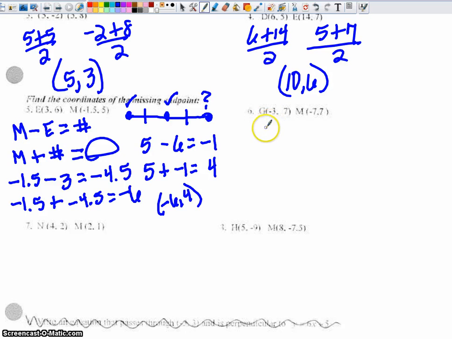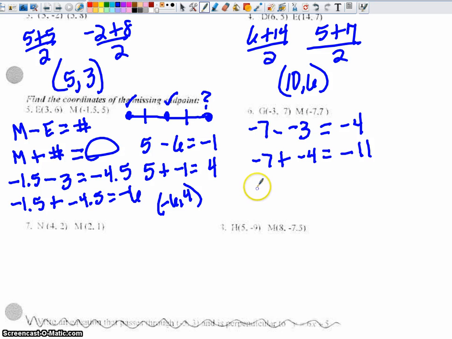Same thing over here. You're going to take your midpoint, negative 7, minus your endpoint, which is negative 3. Negative 7 minus a negative 3 is going to be a negative 4. Feel free to put it in your calculator. Be careful with your signs. Back to your midpoint. Negative 7 plus the number we just got, which was negative 4, and you get negative 11.